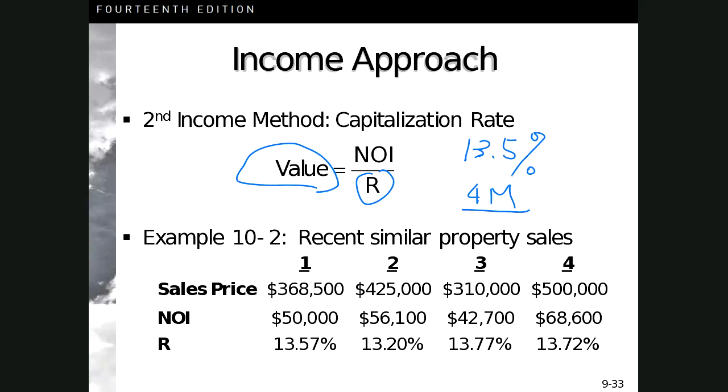How much is the sales price? I'm basically looking at the Webster Office Plaza here, and it's like 3.9 million. Suppose it's 4 million and the cap rate is 13.5%. How much is the value of it?